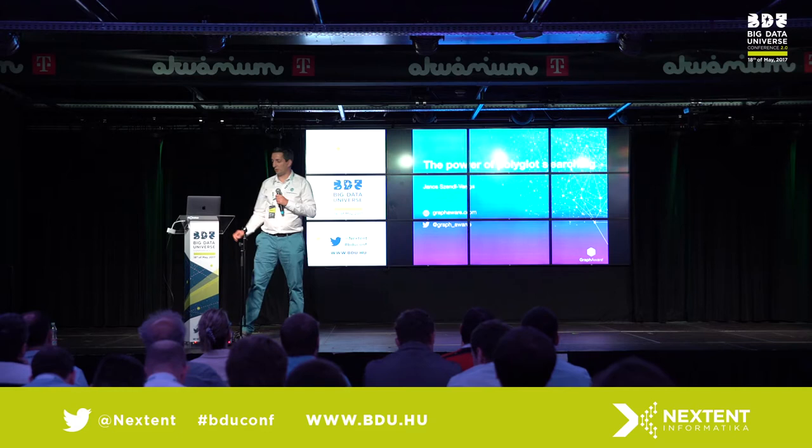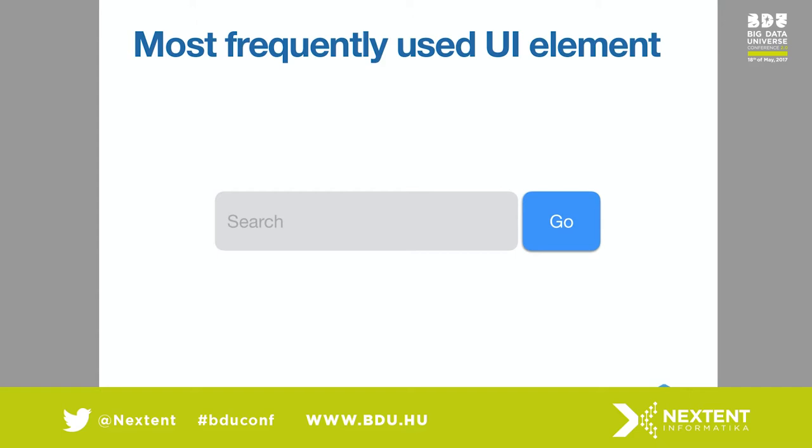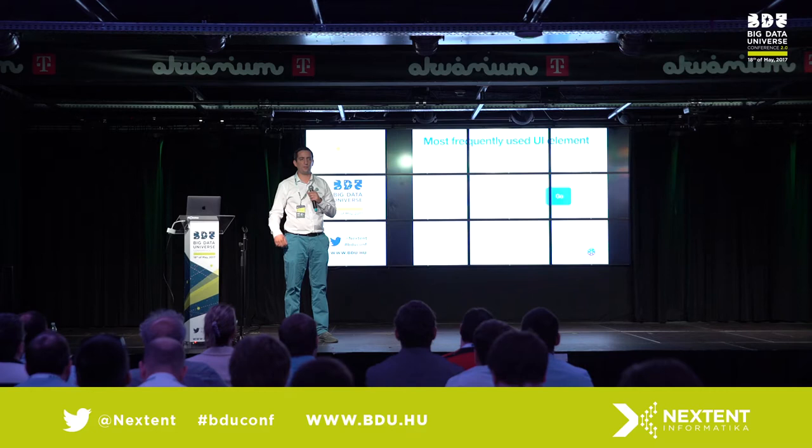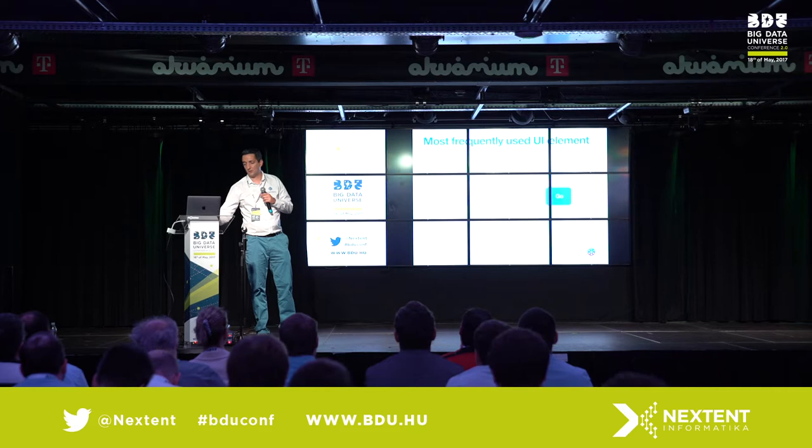So let's start with this. Okay, I know this is not a UI conference, I hope. But do you know what is the most frequently used UI element nowadays? No? Nobody? Okay. It's the search box, yes. Because we have big data, we have a lot of information, and it's pretty hard to find the most relevant information we are looking for. So I will talk about searching, but let's start with a historical thing.